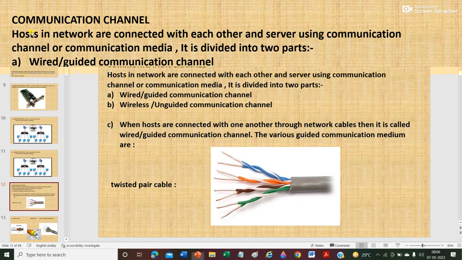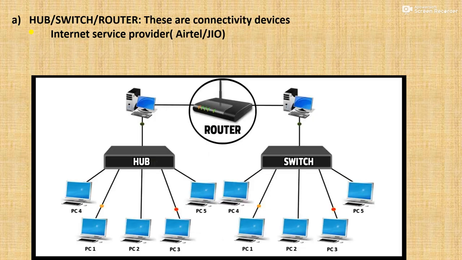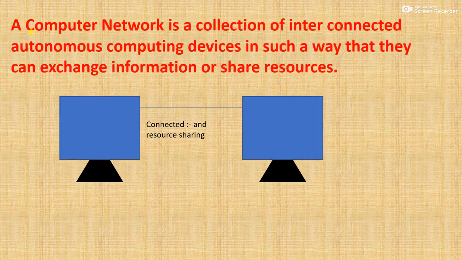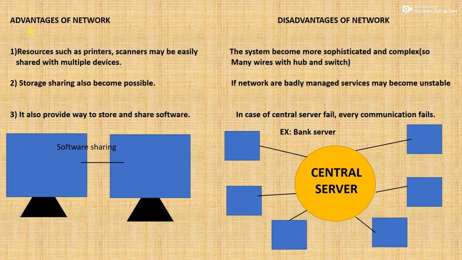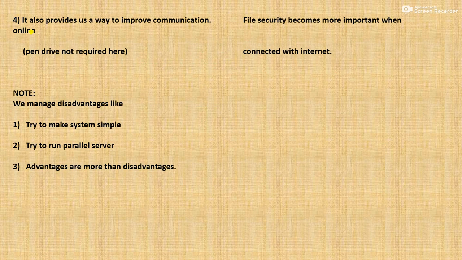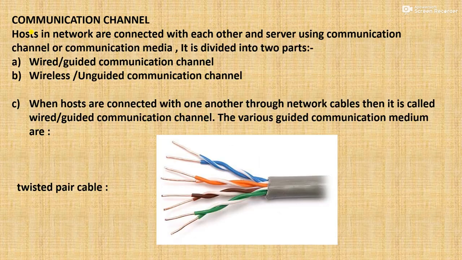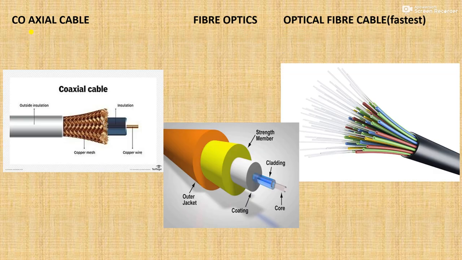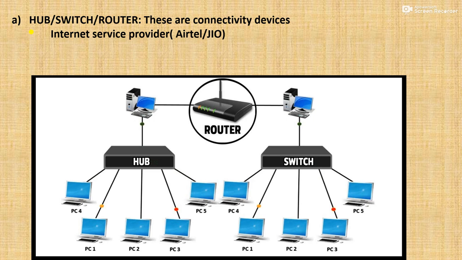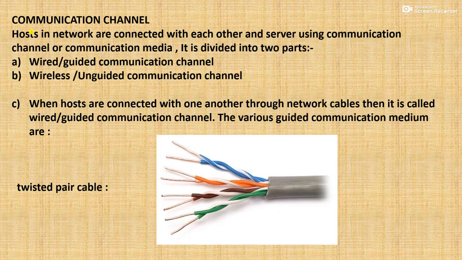So now we'll start our part two. In the previous class, we discussed up to hub, switch and router. We started with the network, and after that advantages, disadvantages, and the components. The last component that we discussed is the communication channel. The next topic that we have is the communication channel.